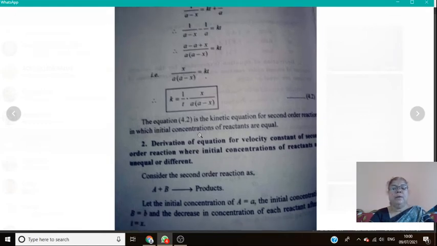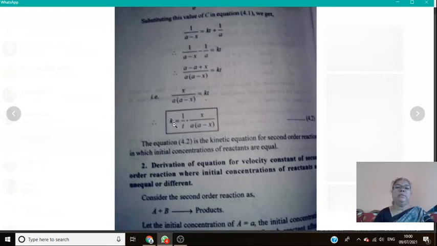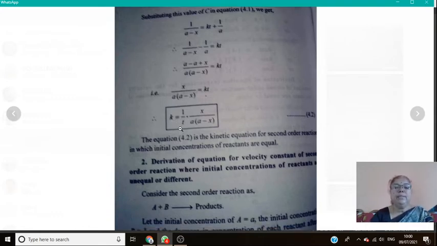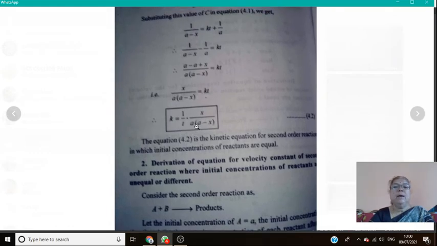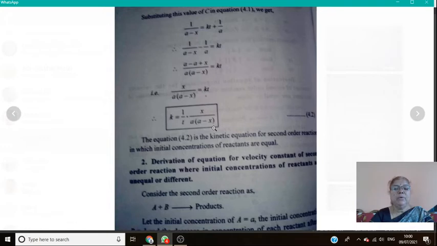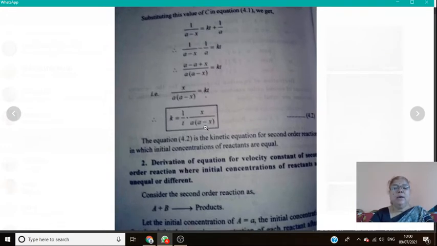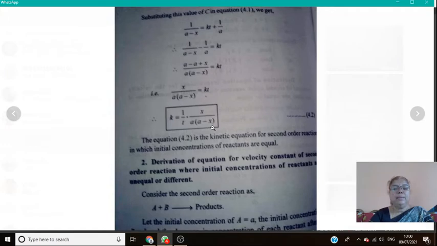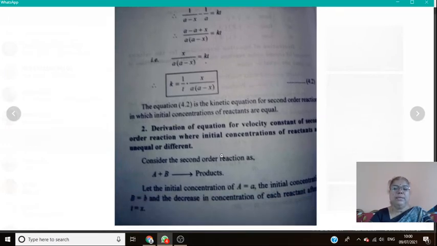Remember, in this equation, K is the velocity constant of second order reaction. This T is the time. This X is the decrease in concentration. A is the initial concentration. And in this bracket, we have to put the values of A and X. Remember, A is the initial concentration.